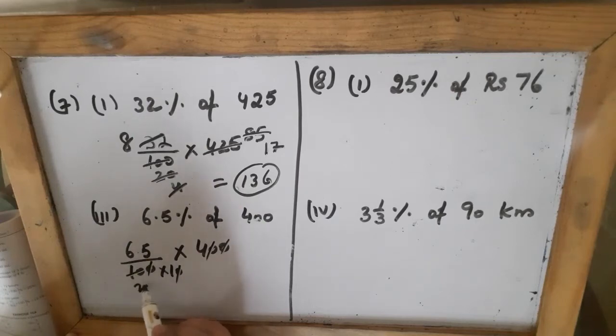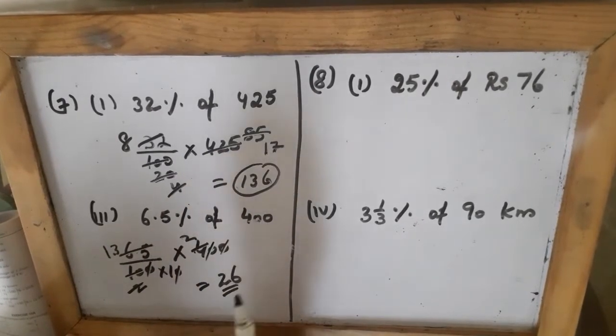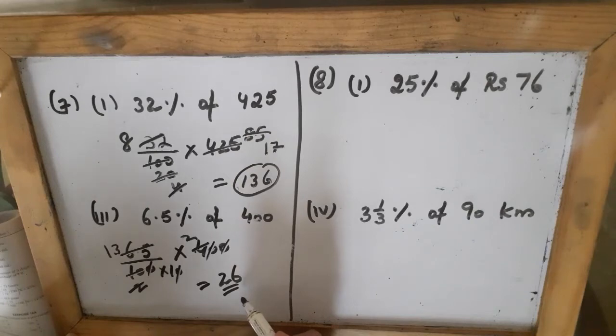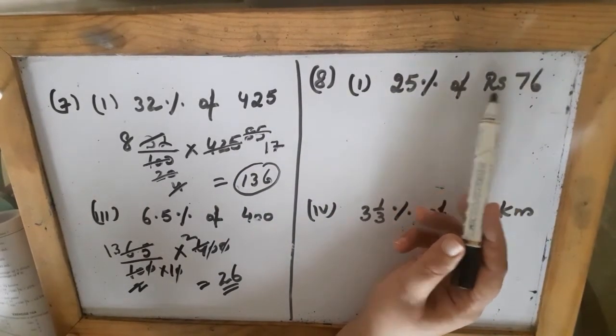Now 5 2s are 10, 5 1s are 5, 5 3s are 15, and 2 2s are 4. So what you get? 13 2s is 26. So what is the answer? What is 6.5% of 400? It is 26. Now 25% of rupees 76.